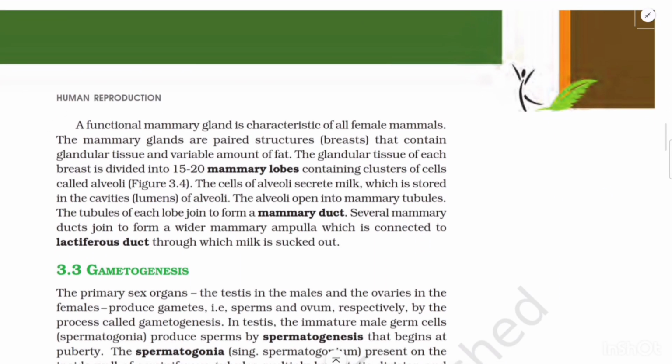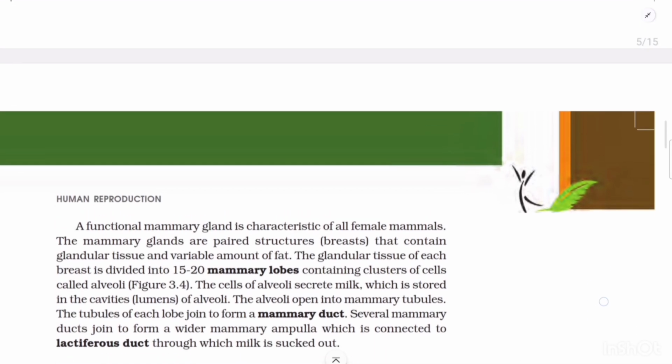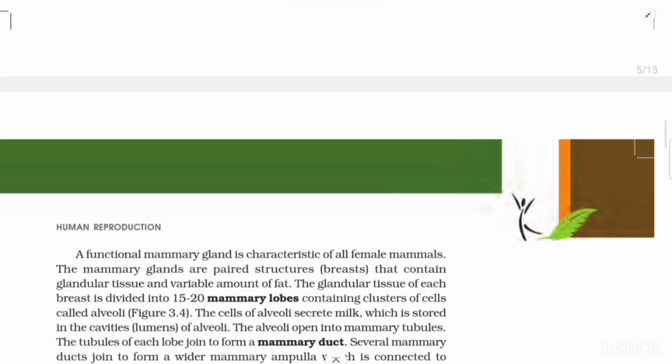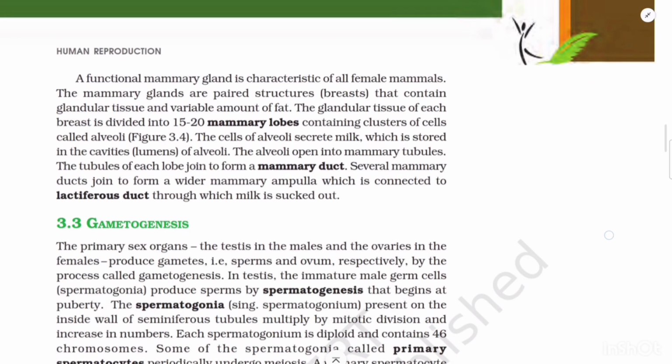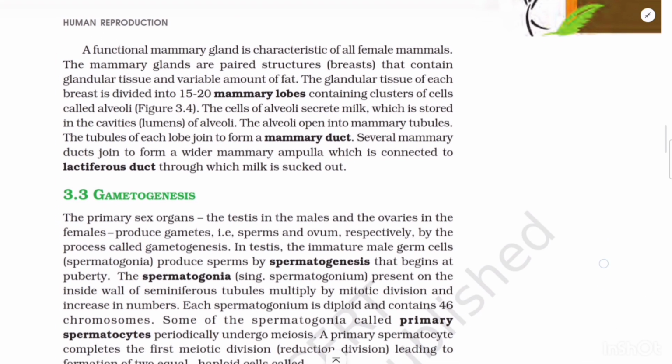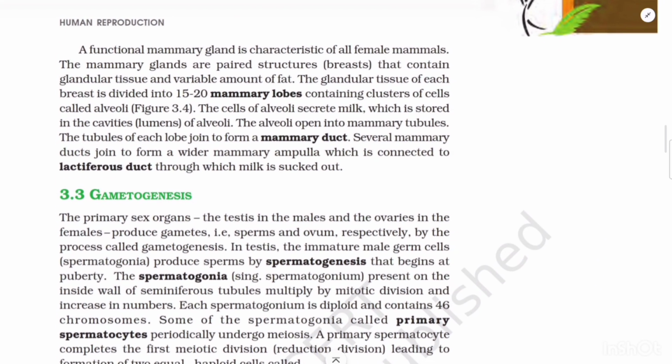A functional mammary gland is characteristic of all female mammals. The mammary glands are paired structures, also known as breasts, that contain glandular tissue and a variable amount of fat. The glandular tissue of each breast is divided into 15 to 20 mammary lobes containing clusters of cells called alveoli. The cells of the alveoli secrete milk which is stored in the cavities or the lumens of alveoli.